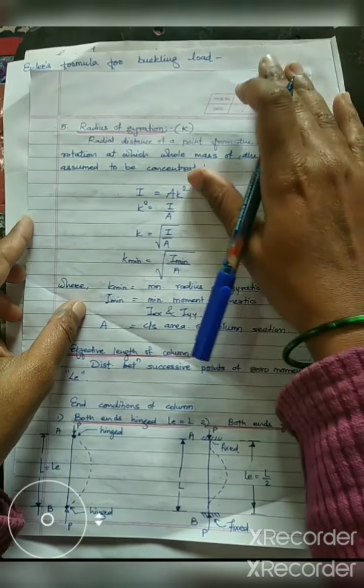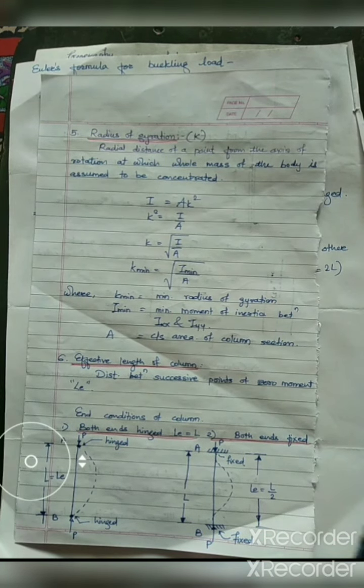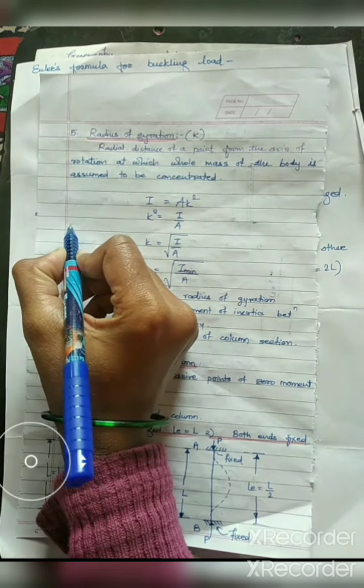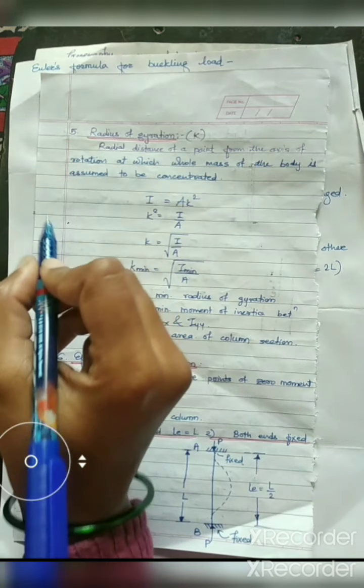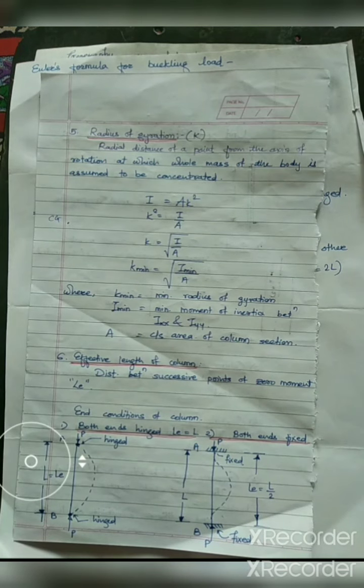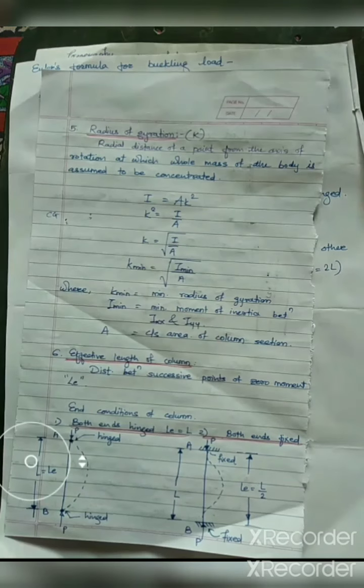The next term is the radius of gyration, which is denoted by k. What is meant by k? It is the radial distance of a point from the axis of rotation at which the whole mass of the body is assumed to be concentrated. Suppose this is the point where all the mass is assumed to be concentrated, and this point is on the axis of rotation. The distance between these two is the radius of gyration.